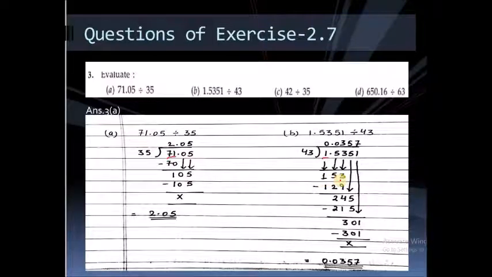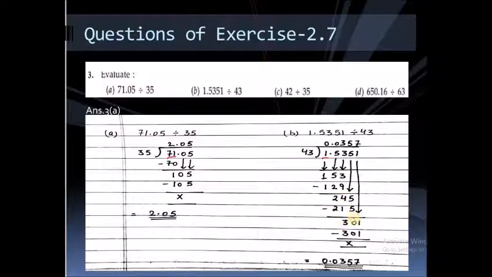153 can be divisible by 43. So nearest to 153 comes 129. That comes 3 times, so 3 will be in the quotient and you write 129. Now you subtract both of these, 153 and 129, you will get 24. Again 24 is there, so you note down the next number, that is 5. 245 again can be divisible 5 times. 215 is the nearest to 245.